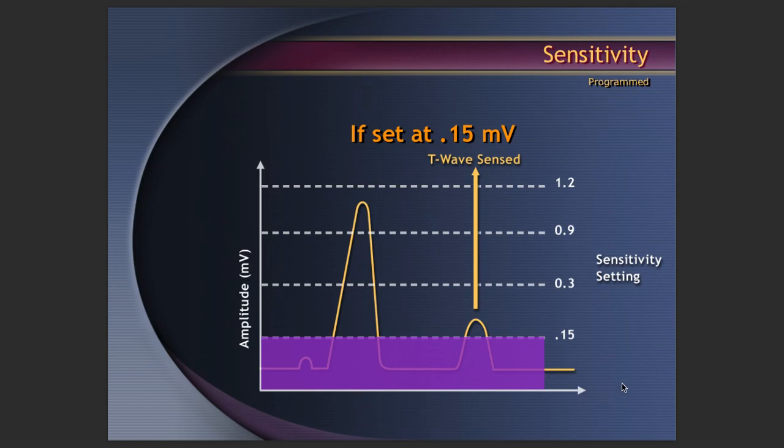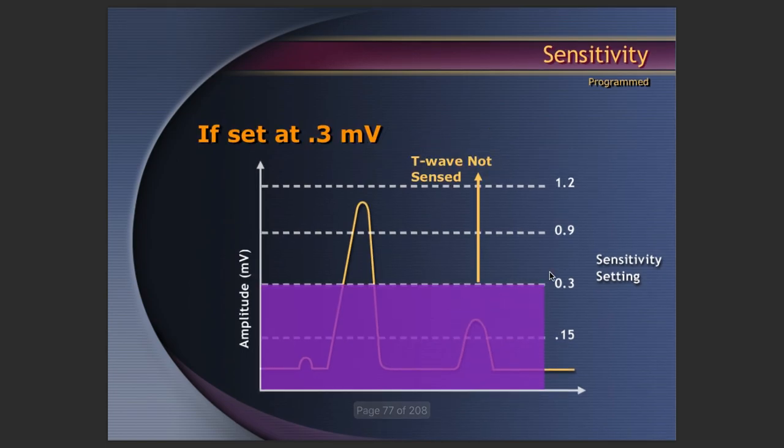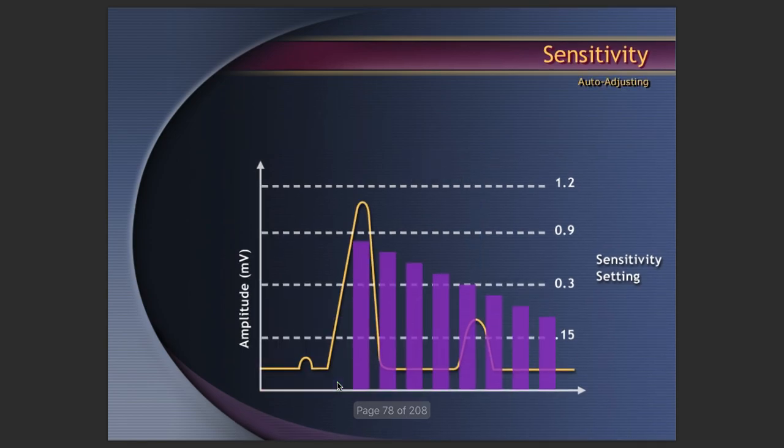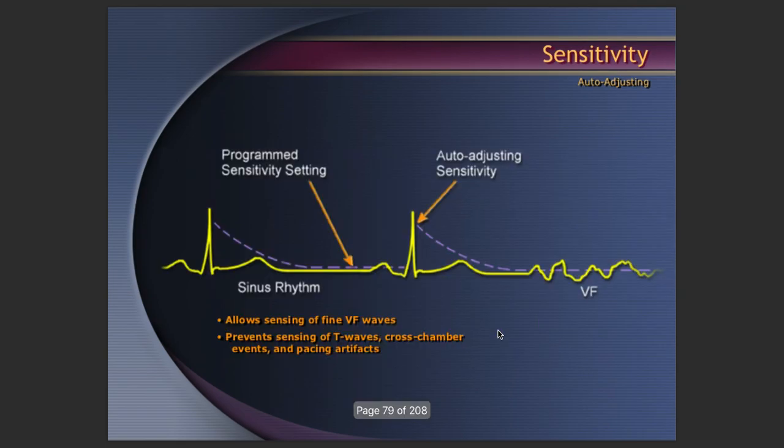However, if you take a sensitivity of 0.15, you're going to sense it only in this range. Similarly, if you take 0.3, what is going to happen is, of course, the T wave is also gone, the P wave is also gone, in fact. So you will not be able to see them. That is why there's a smart mode as well, what is called the auto-adjusting, which is going to keep on adjusting according to the deflections which are present.